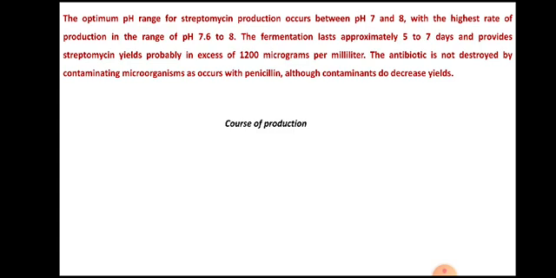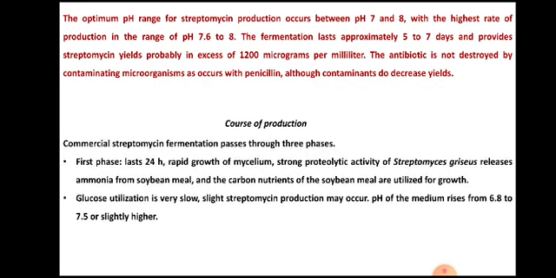Now, whatever events happen following inoculation of the inoculum in the production tank is called the time course of production of streptomycin. This course of production is divided into 3 phases. The first phase of fermentation lasts for the initial 24 hours. After the inoculation of the mycelial inoculum into the production tank medium, initially there is rapid growth of mycelium.